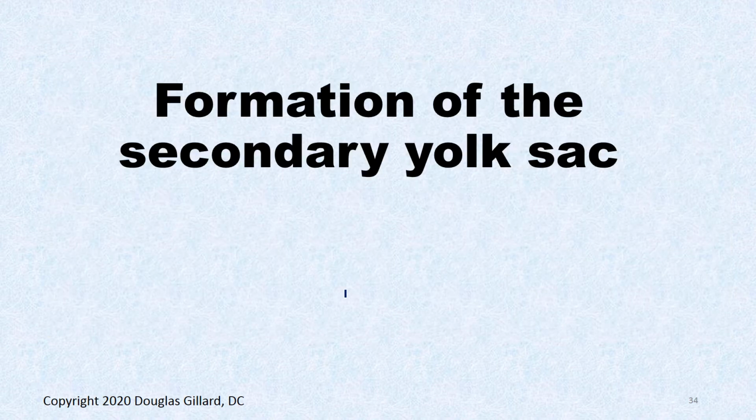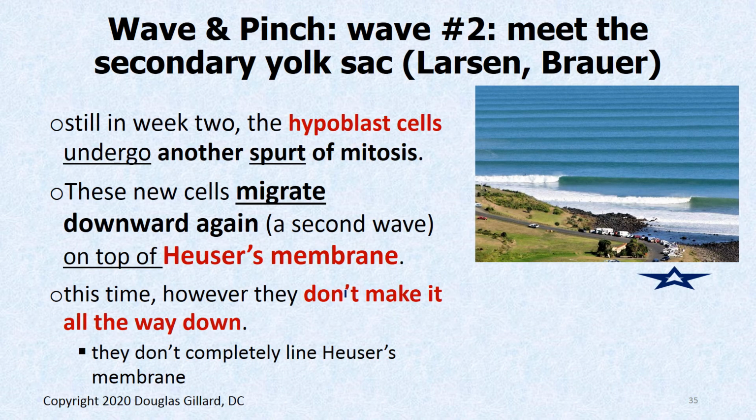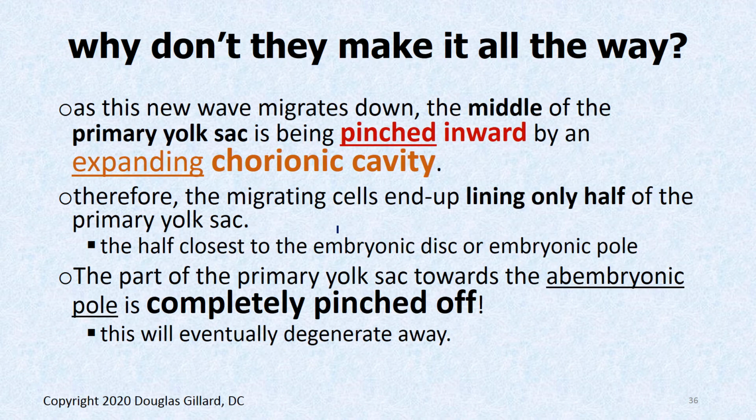Okay. All right, secondary yolk sac. I kind of spilled the beans on this one. But that chorionic cavity is going to pinch that primary yolk sac in half and create a new cavity. So this is wave number 2. Before this happens, at the same time, we get another wave of cells coming out of the hypoblast. This one really doesn't have a name. This is the one you could probably call yolk sac cells, I think. But it's the same kind of deal like Heuser's membrane was formed.